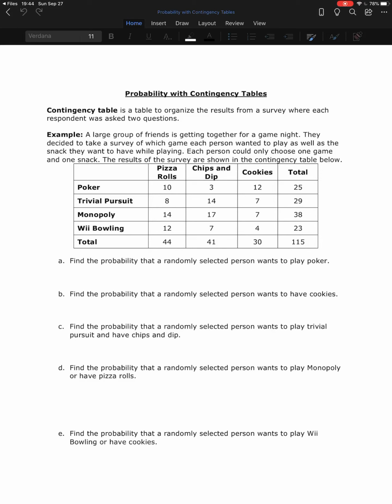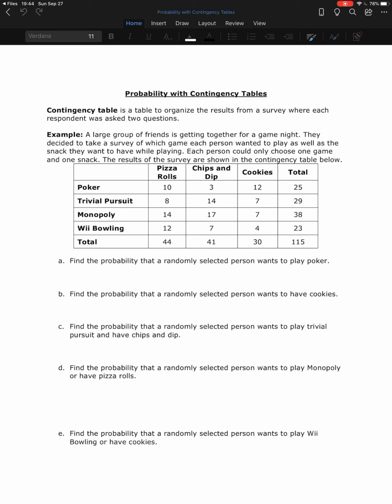Now let's take a look at a different way that the information could be given to us to calculate probabilities. So we're going to look at contingency tables. A contingency table is a table that's used to organize the results from a survey where each respondent was asked 2 questions. So here we have an example of a large group of friends that were getting together for game night. They decided to take a survey of each person and ask them which game they wanted to play and what snack they wanted to have while playing that game.